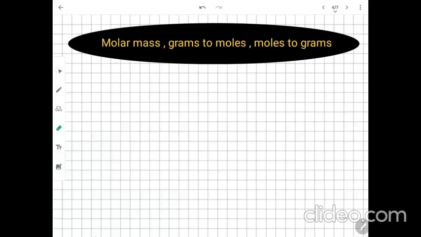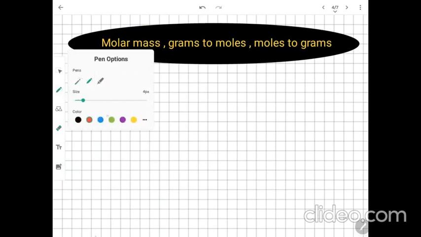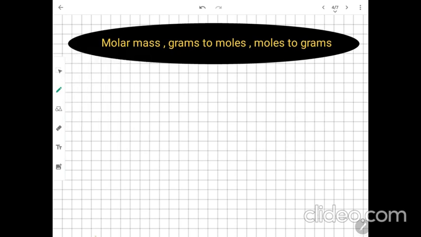Okay, now that you already understand the concept of molar mass and how to calculate the molar mass of a specific compound, let's consider now the conversion from grams to moles and moles to grams. For this conversion, we can actually use a formula. So let's have here a formula. Let's use violet here. For the moles, we can use n is equal to weight or your mass over molar mass.